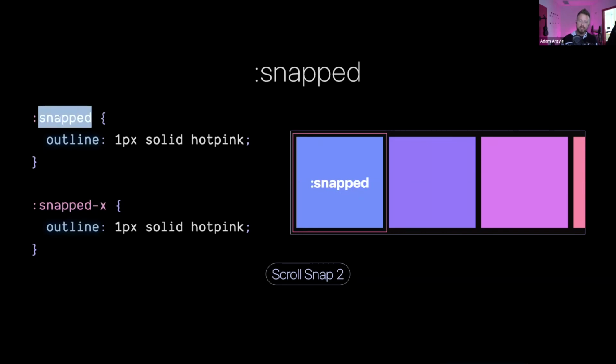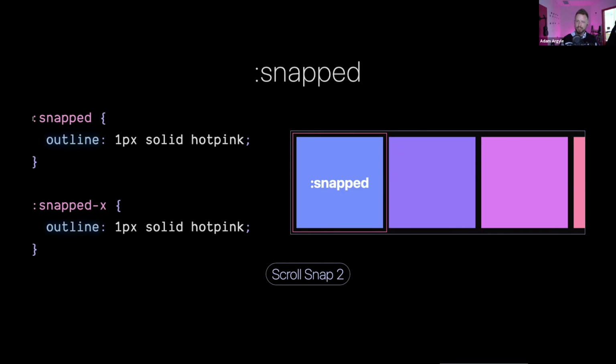Anyway, they're explained in the explainer, but this one is really nice if you've only got a single direction scroller and you just want to know which item is generically snapped. And this one is if you want to know specifically on which axis it's snapped. So the demo here shows that the snapped item is outlined in hot pink. Here it is snapped.